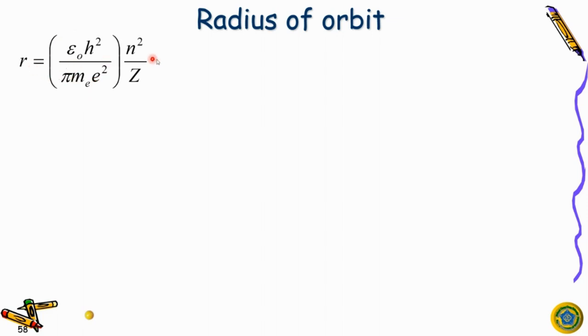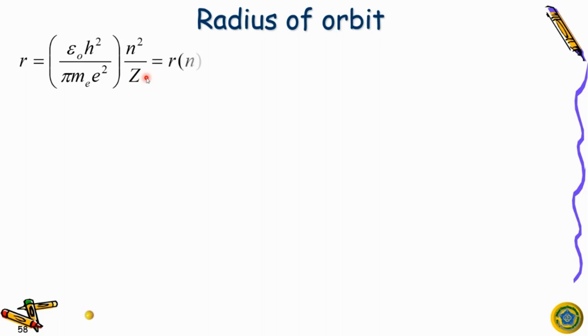So R is proportional to n to the power 2 and reciprocal to Z. So if n is increasing, R is increasing. If Z is increasing, R decreases. Okay, what is Z? Atomic number, right? What is atomic number? Proton number. So if your proton number increases, your radius between the electron and the nucleus will decrease.